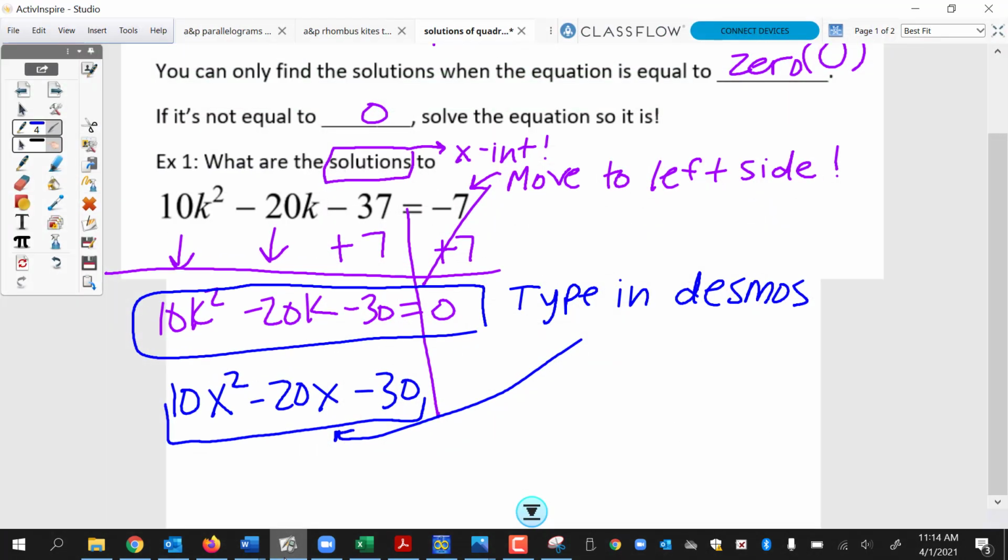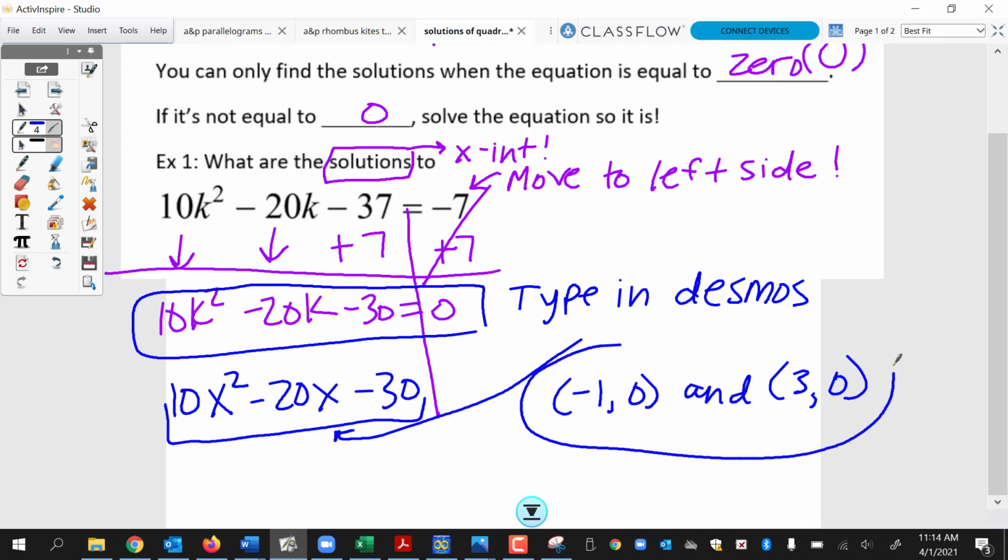So I'm going to write that down. So final answer over here is -1, 0 and 3, 0. Okay. Final answer. Nice and pretty. That's pretty much it.